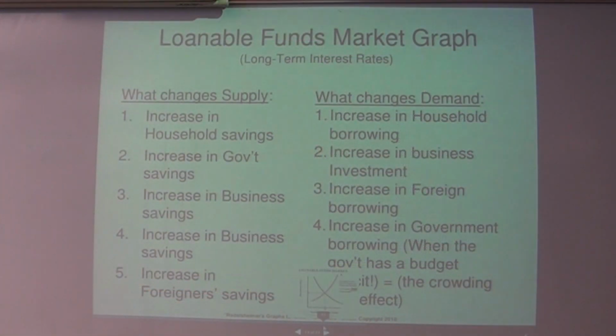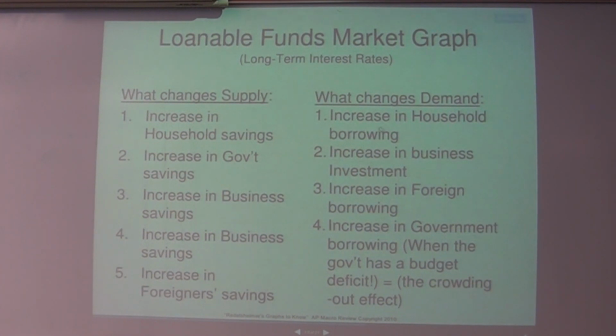So very quickly, we'll leave this here. You're going to be able to read this on the diagram, but we'll change the supply of loanable funds: us having more money, government saving money, businesses saving money. I don't know why the person that did this put this twice, an increase in foreigner savings, but that means people outside the country investing in the United States.